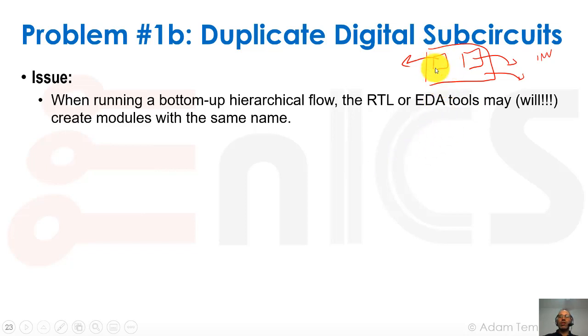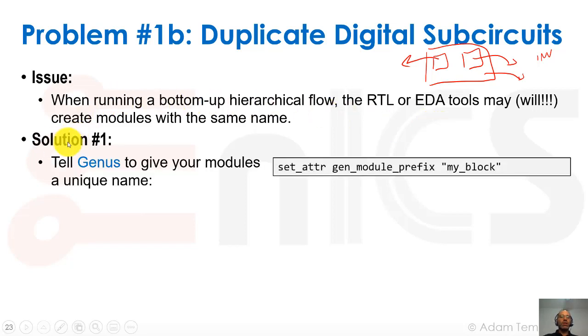For example, if we're using Genus to synthesize, it's going to give some sort of name like GNS123, and you're going to probably have GNS123 in this block, and this block, and then we're going to have a problem with duplicate subcircuits because they're actually completely different modules. So solution number 1 is tell our synthesis tool. In this case, we're using this Cadence flow, so we're using Genus, but it's similar to other tools. We need to tell them to give our modules a unique name. So how to do it in Genus is set_attribute gen_module_prefix myblock, and it will add myblock as a prefix to each one of the modules that it creates.